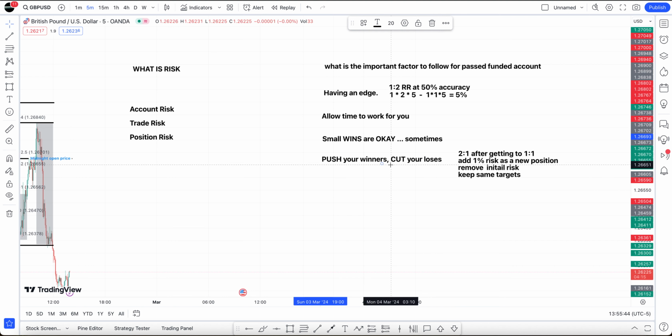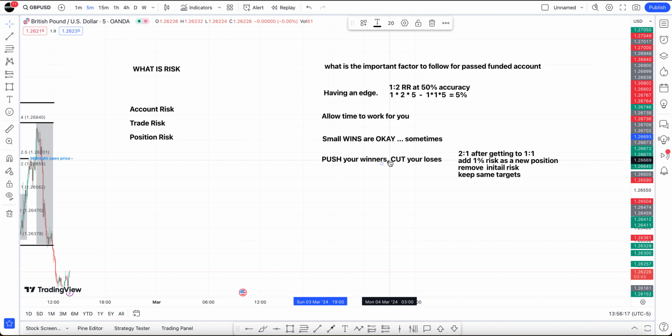And you never, ever add to a losing position. So if your position is negative, you do not add to it. If you're at minus 0.5%, don't add another percent. Let it run into your target, or let it run to your 1 to 1 so that you can add another percent there. But never, ever add to your losing positions.